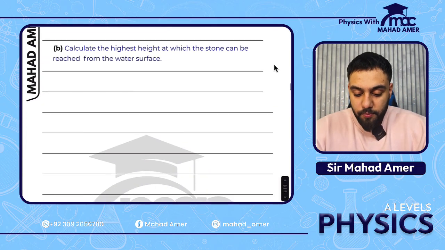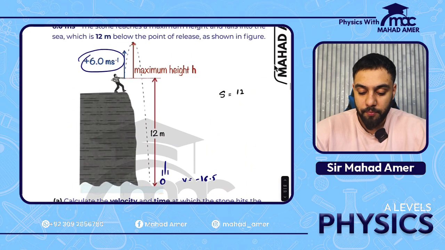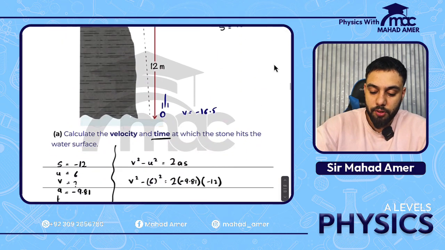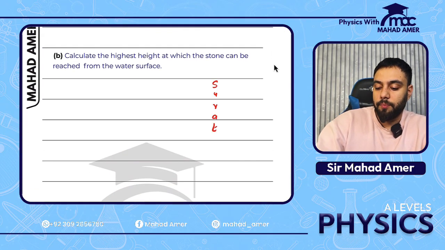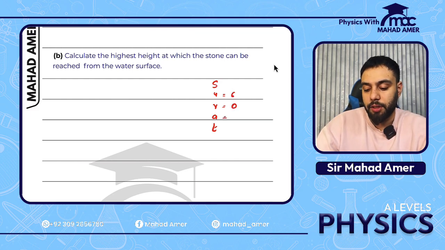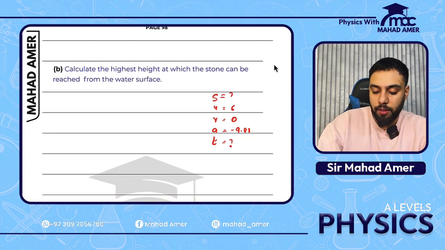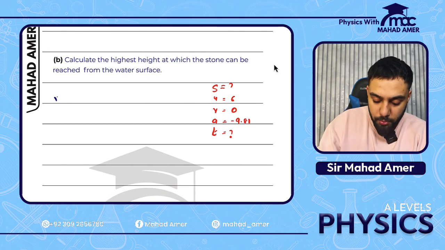Moving on, calculate the highest height at which the stone can be reached from the water surface. Okay, so from the water surface, if I need to get to the highest point, I can first of all assume that at the maximum point the initial velocity is 6, the final velocity will be 0. Acceleration is again going to be negative 9.81, and I don't have the time. So I don't have the s as well. So I need the maximum height. I can use v square minus u square equals 2as.